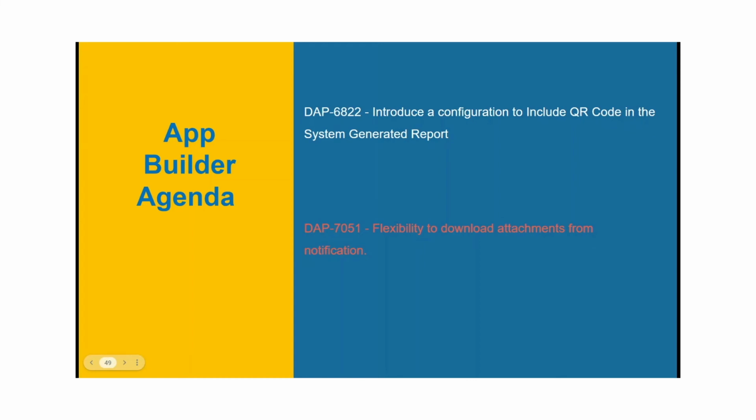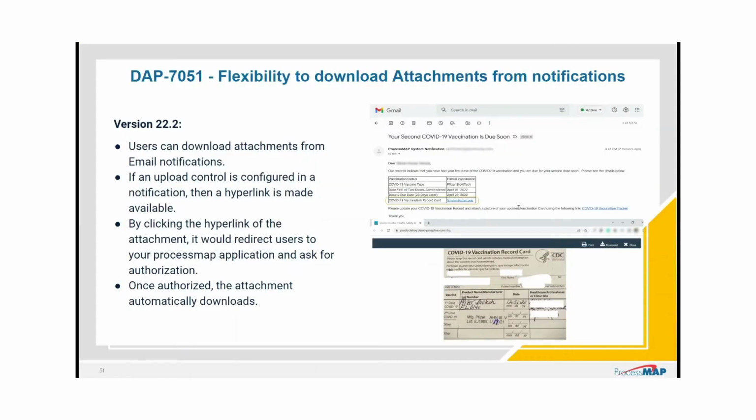Next on the App Builder agenda, let's look at the flexibility to download attachments from the notifications. Users can download attachments from email notifications. If an upload control is configured in a notification, then a hyperlink is made available. By clicking the hyperlink of the attachment, it would redirect users to your Process Map application and ask for authorization. Once authorized, the attachment automatically downloads. Let's go look how it's done.